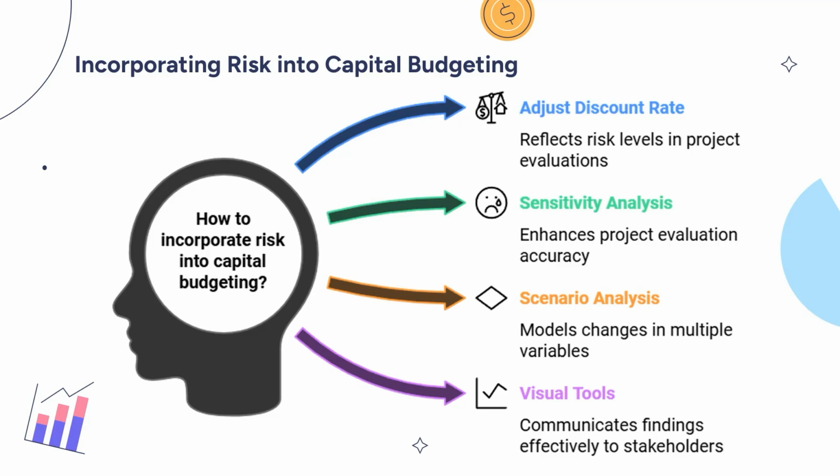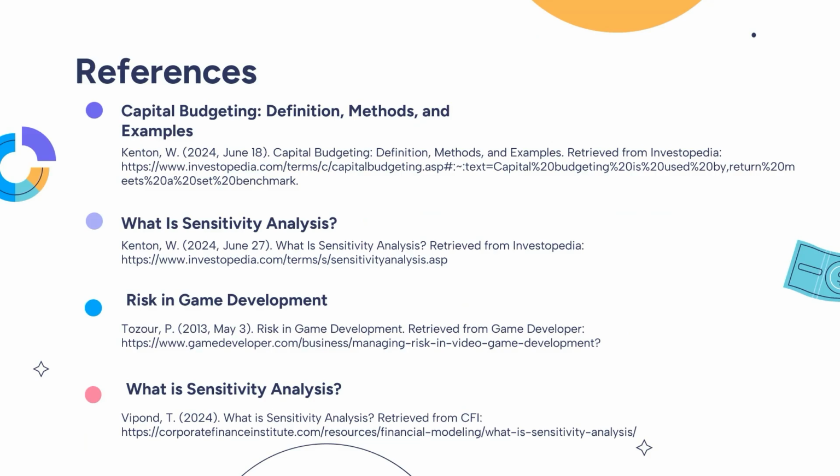Okay, so that concludes this. It's a short presentation about this, and we have our references. And if you want to know more about where a lot of this information came from, you can look up the references, where we have capital budgeting definitions, methods, and examples. And then what is sensitivity analysis? And we have risk in game development and what is sensitivity analysis.